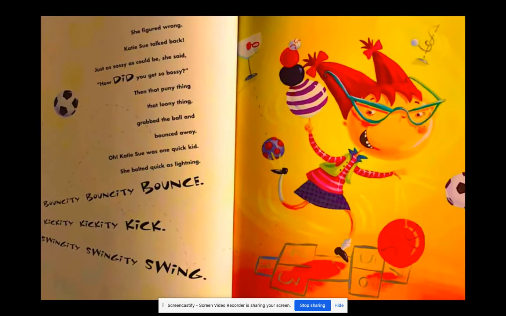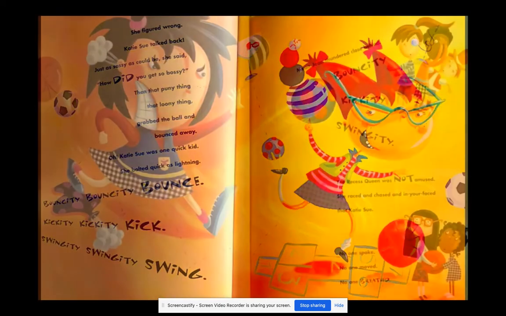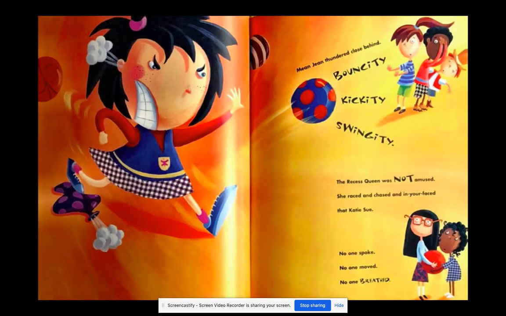She figured wrong. Katie Sue talked back. Just as sassy as could be, she said, "How did you get so bossy?" Then that puny thing, that loony thing, grabbed the ball and bounced away. Oh, Katie Sue was one quick kid. She bolted quick as lightning. Bouncity, bouncity, bounce. Kickety, kickety, kick. Swingety, swingety, swing. Mean Jean thundered close behind. Bouncity, kickety, swingety. The recess queen was not amused.